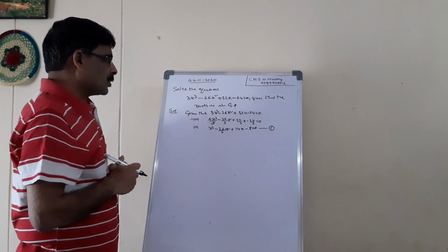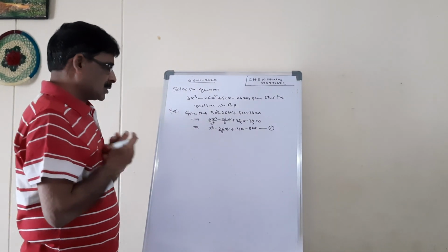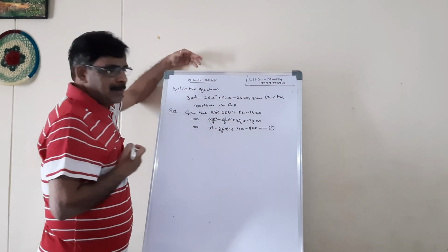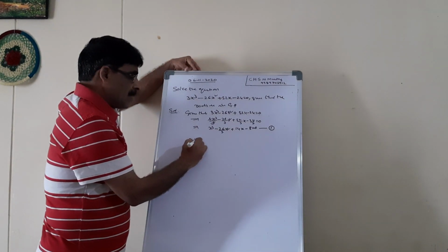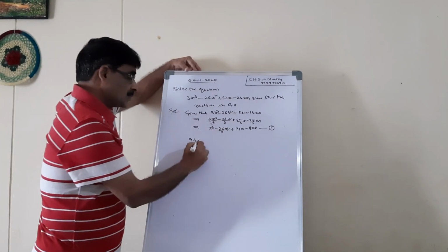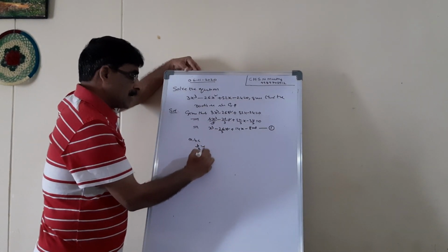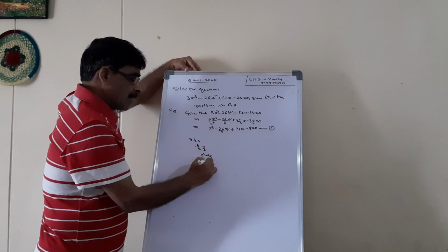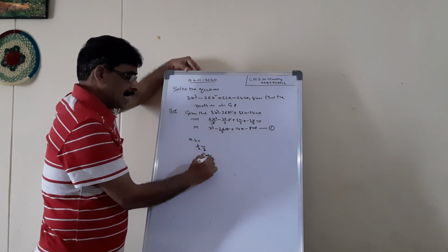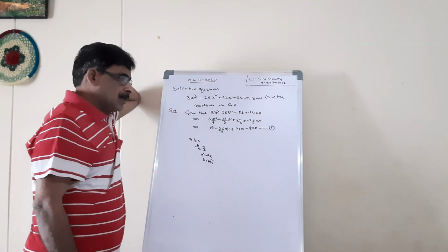Next, the roots are in geometric progression. So you know about geometric progression. Suppose A, B, C are in geometric progression, then B by A equal to C by B, or B square equal to AC, or B equal to root AC. This is the condition of geometric progression.